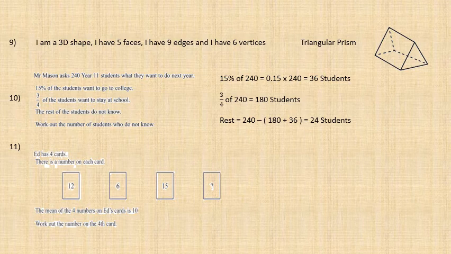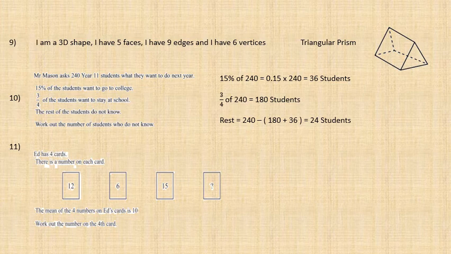You can just change 3/4 to a percentage and add these two percentages and subtract them from 100%, and this is the rest of the students as a percentage. So if you just change this 3/4 to a percentage, it's going to be 75%, and if you add it to 15, it's going to be equal to 90%. So 10% of the students don't know. So just calculate 10% of 240. It's going to be equal to 24, and that's it. This is the rest.